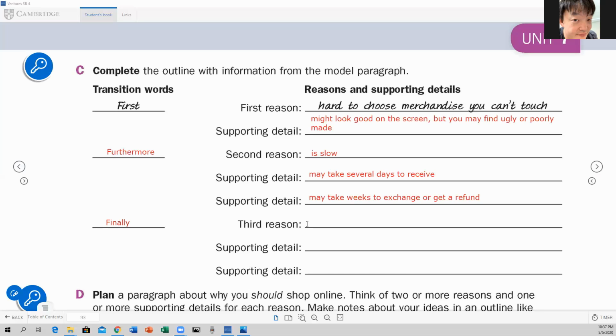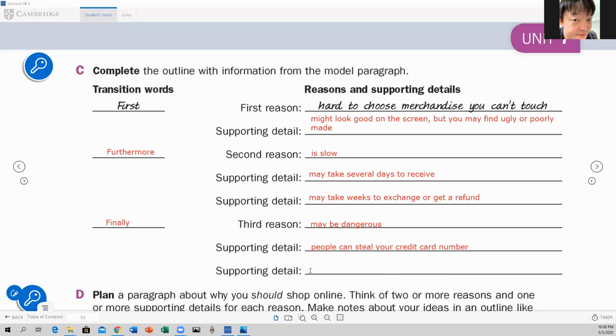And what is the third reason for not shopping online? May be dangerous. And I thought this is really interesting. I never thought about it, but yeah, may be dangerous. And what's the supporting detail? People can steal your credit information or credit card, right? Credit card number. Let me put credit card number, okay? And then they can go and buy a lot of things on your credit card.